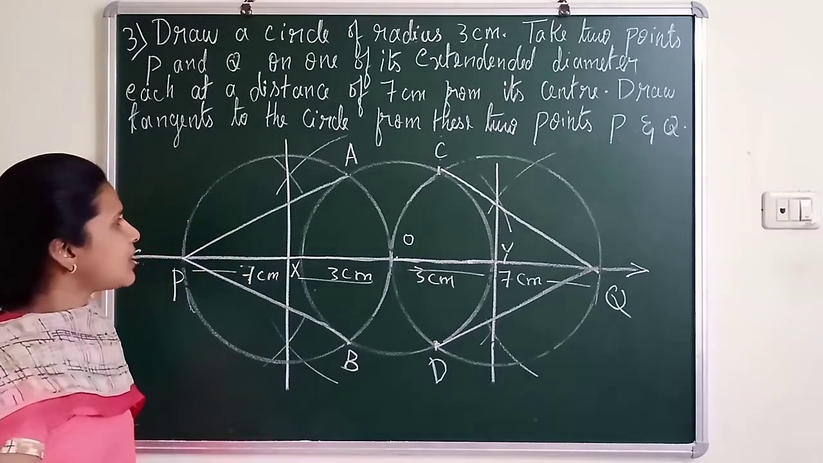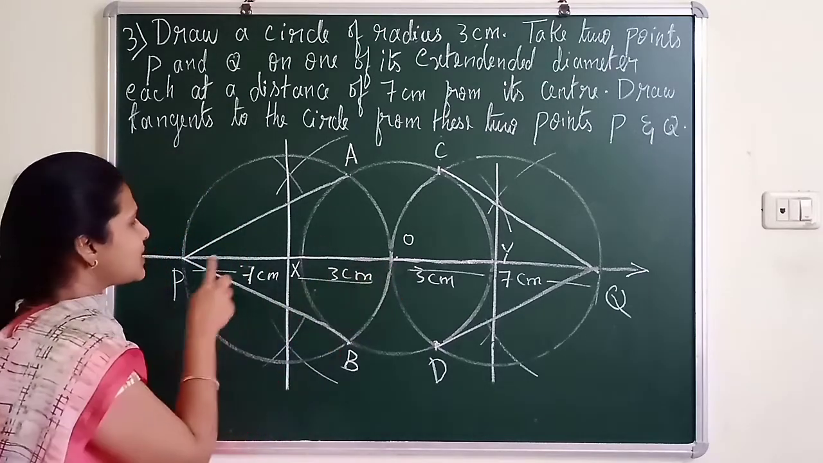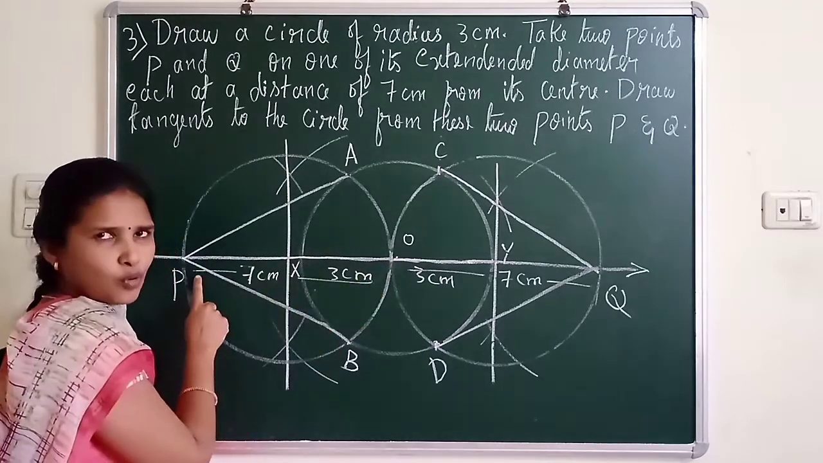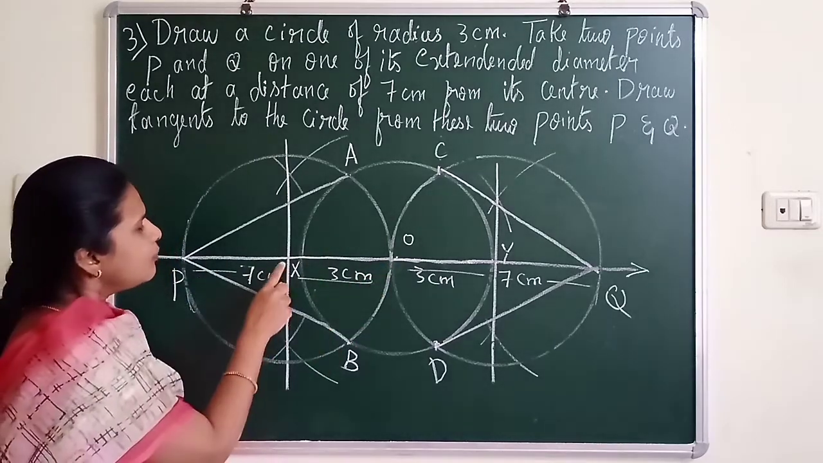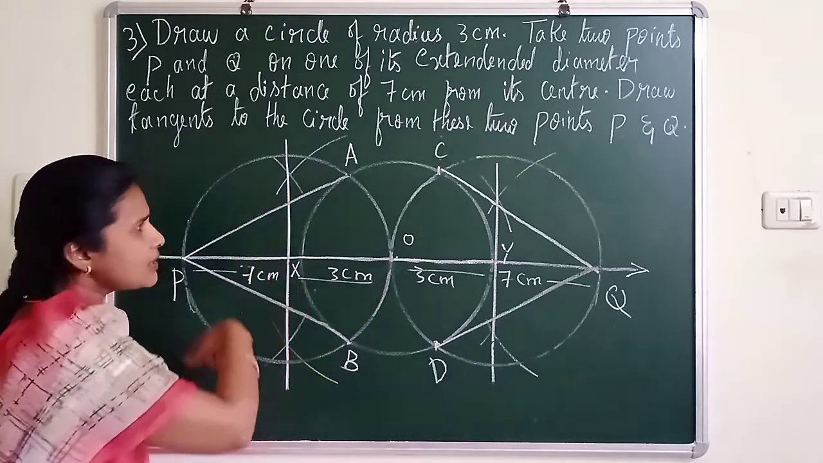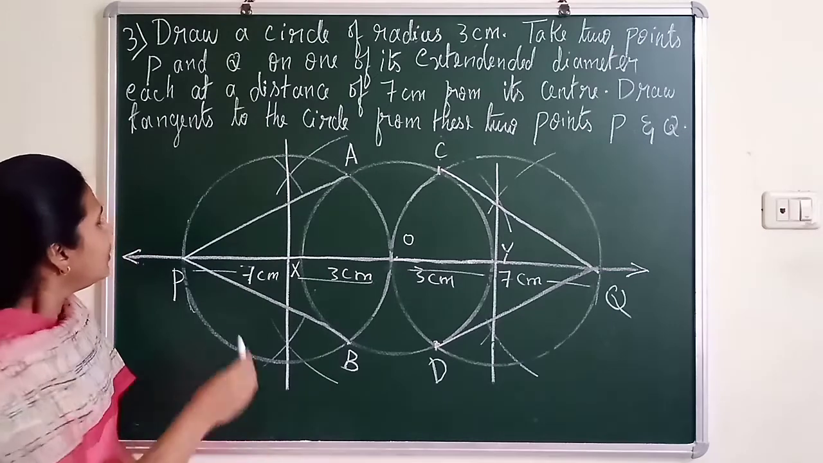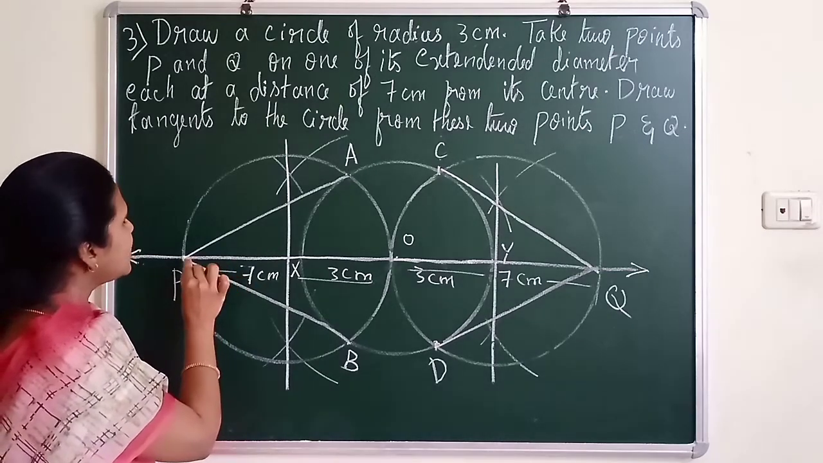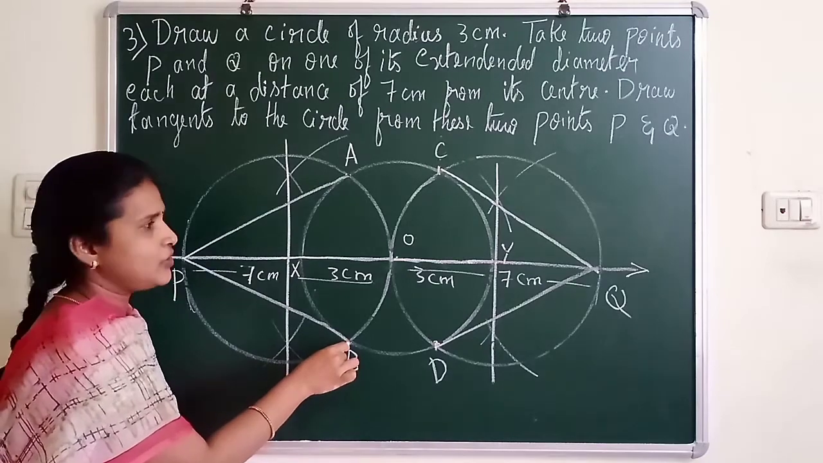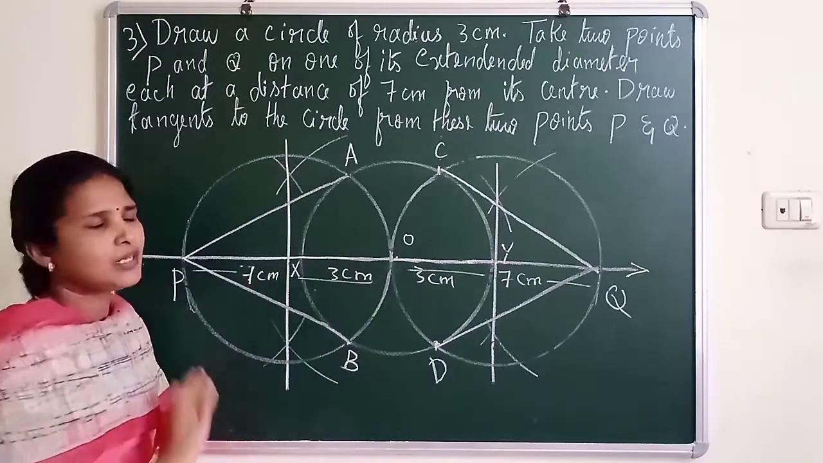And then the third step, draw the perpendicular bisector of OP, and with radius PX equal to XO, draw a circle. And the next step, draw the tangents. PA and PB are the required tangents. This side circle is finished.